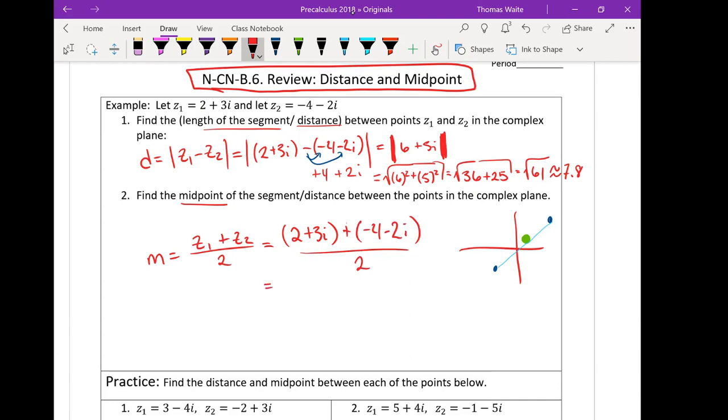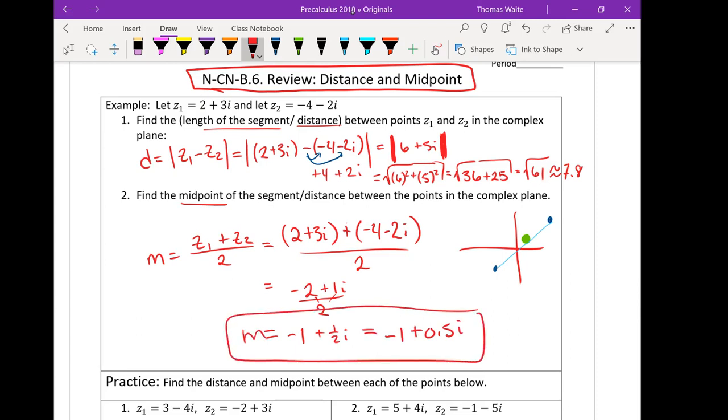Combine like terms on top. 2 and negative 4 is a negative 2. 3 and negative 2 is a positive 1i all over 2. And then both of these are being divided by 2, so we'll split it up. Negative 2 divided by 2 is negative 1, and 1 divided by 2 is plus 1/2 i. I could also write this as a decimal, negative 1 plus 0.5i. Either one gives us our midpoint.